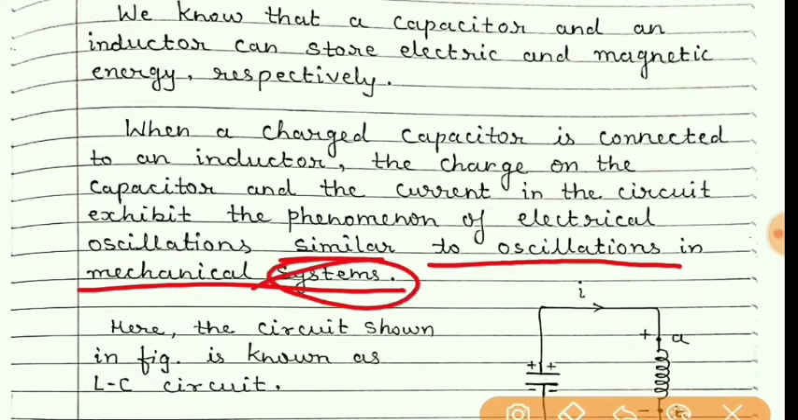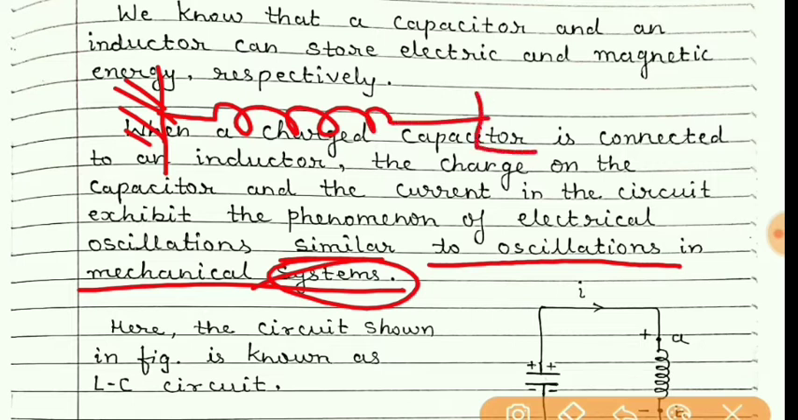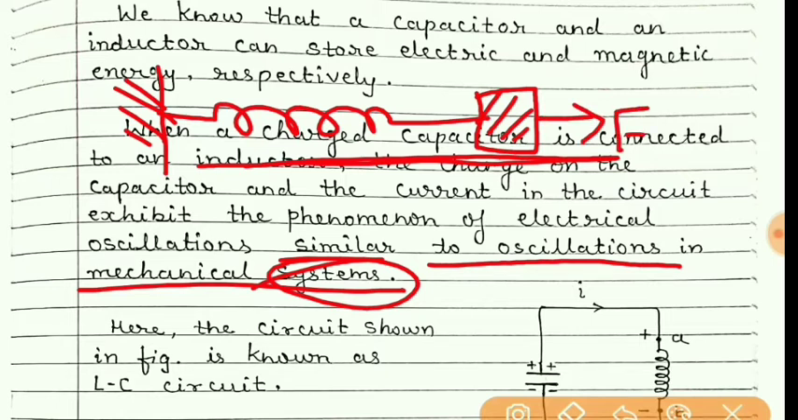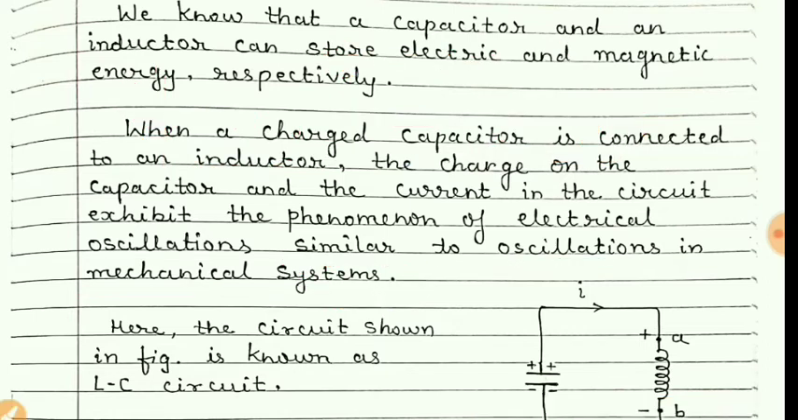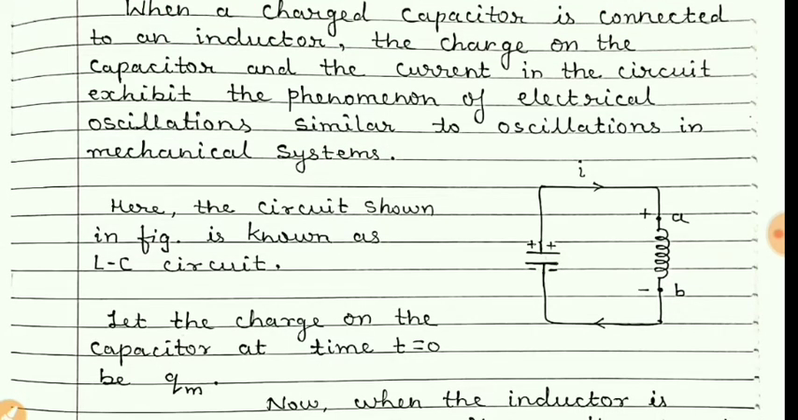Students, in mechanical system, we know that when a spring is connected to a mass or a block, and if it is lying on a smooth surface, and if we pull this block and then release it, what will happen? It will start its oscillations to and fro. So these are the mechanical oscillations, and here the oscillations are electric oscillations, and these are similar in nature.